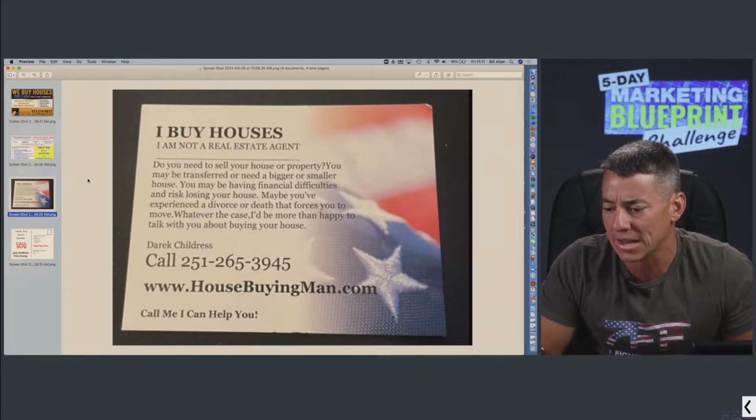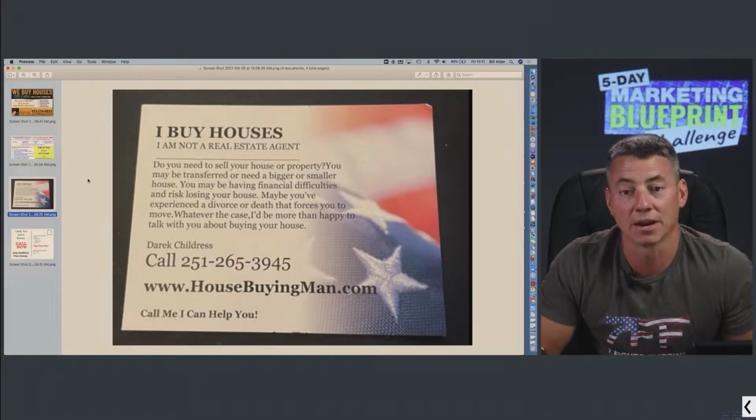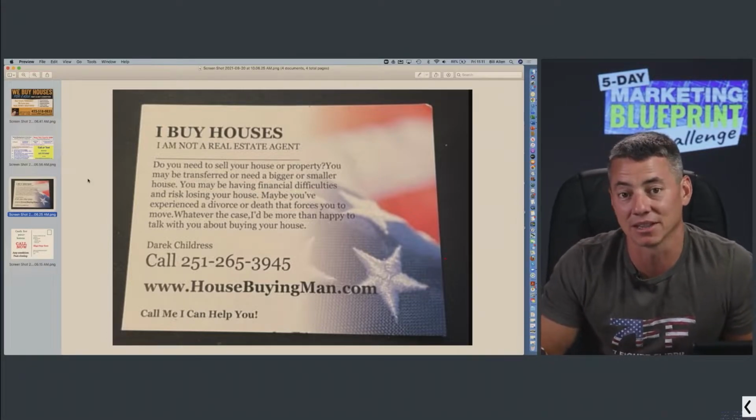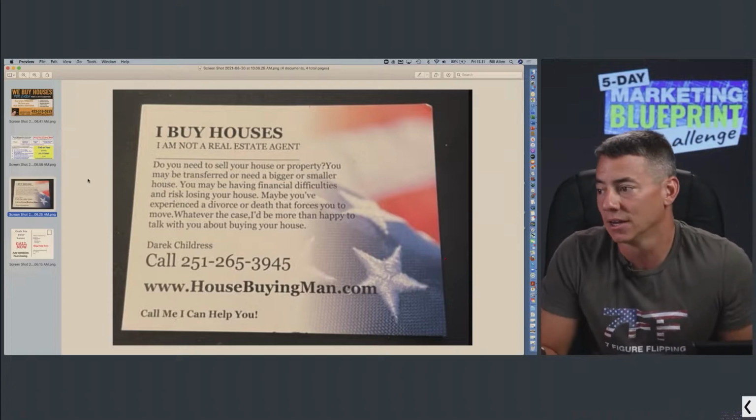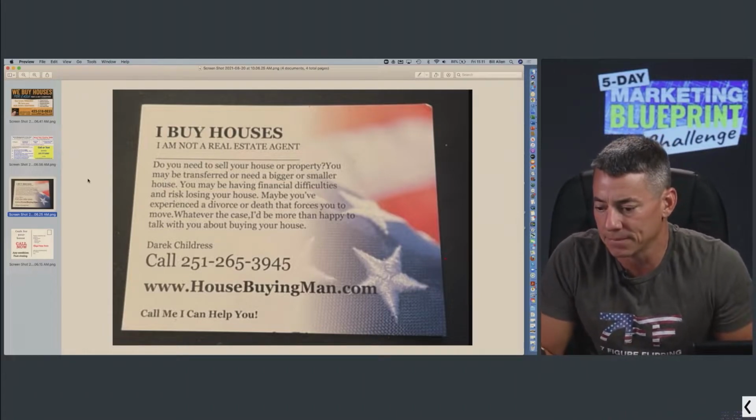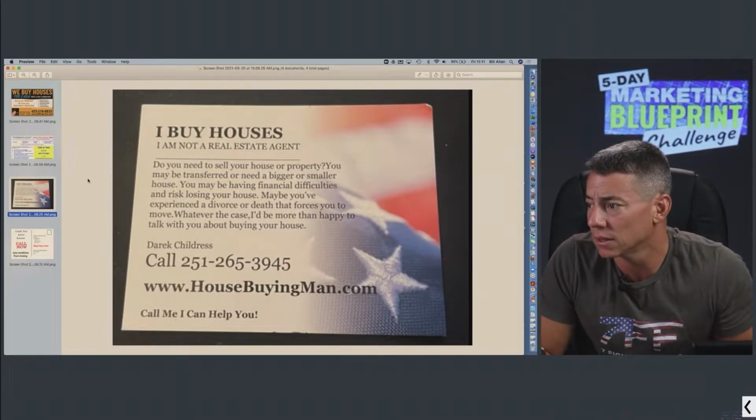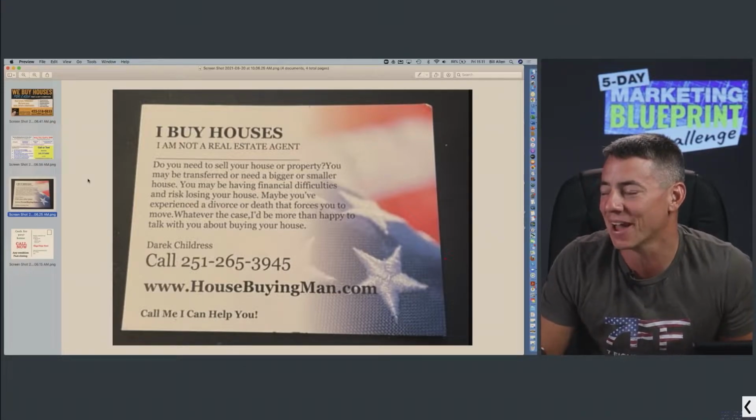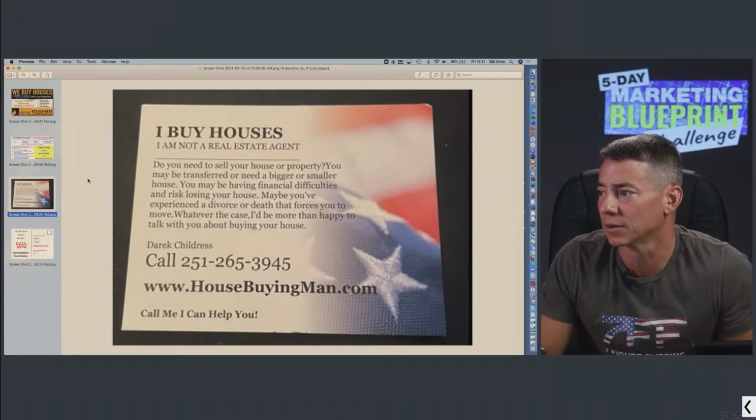I kind of like that I am not a real estate agent. I like that because they probably get a lot of real estate agent solicitations. So that's kind of cool. And let's see, I think it gets people's wish to avoid realtors. Yeah, I agree with that. Paragraph too big. Yeah, it's a lot of reading in a paragraph.